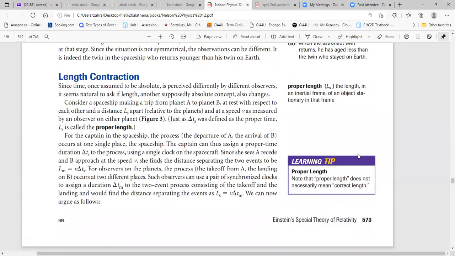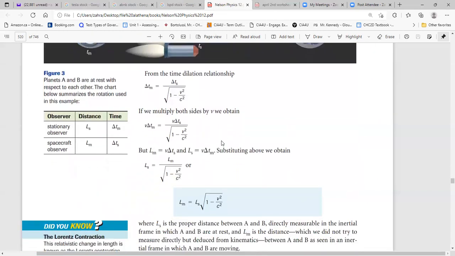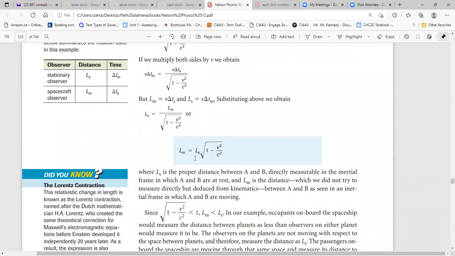Now length contraction. For the length contraction, we have L_m is equal to L_s times the square root of 1 minus v²/c². You see the L_m is what the spacecraft observer has. So it means if you measure a stick on a spacecraft and you observe it from Earth, you will see it as shorter. But the stick on Earth you will see on the spacecraft to be kind of the same length as normal.